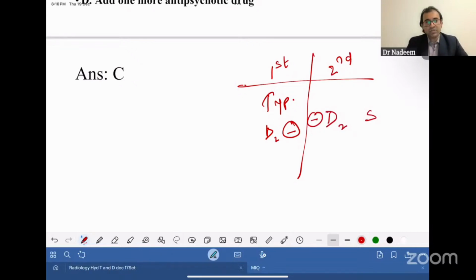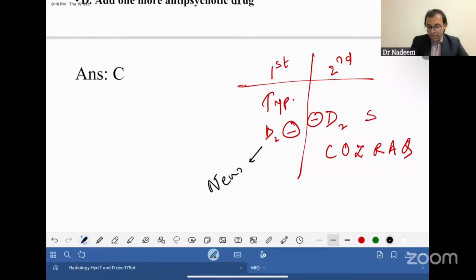So what are the examples of second generation or atypical antipsychotics? Clozapine, olanzapine, ziprasidone, risperidone, aripiprazole, amisulpride, and quetiapine. Remember, first generation drugs mostly have neurological side effects, like extrapyramidal symptoms. But second generation drugs mostly have metabolic side effects like weight gain, hyperglycemia, dyslipidemia, sedation, and sialorrhea, right?